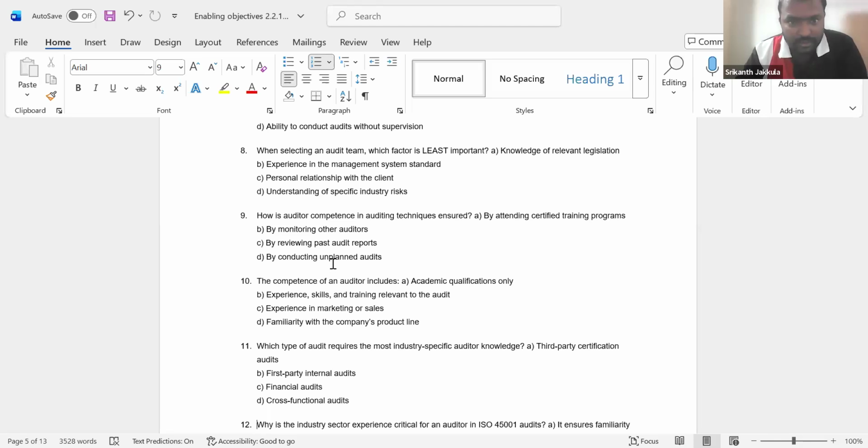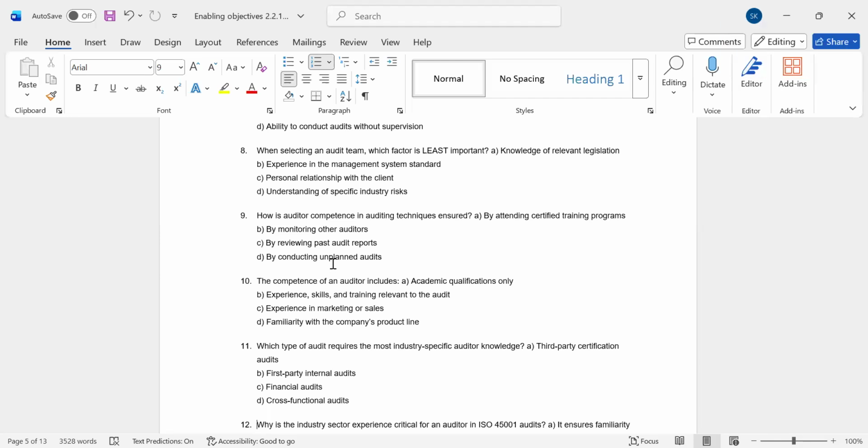Auditor competence ensured by reviewing past audit reports. Means he is auditing reports, his reports. That is what it means actually. Means when he was last audited that report, sir. Whatever reports he has produced, by reviewing his past audit reports. His past experience. Then C, sir. C is the right answer.